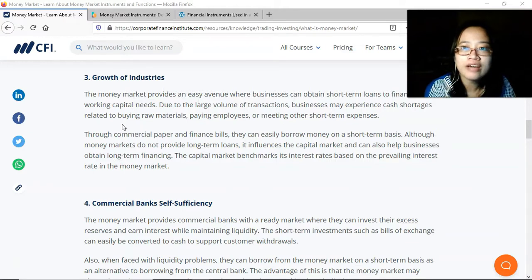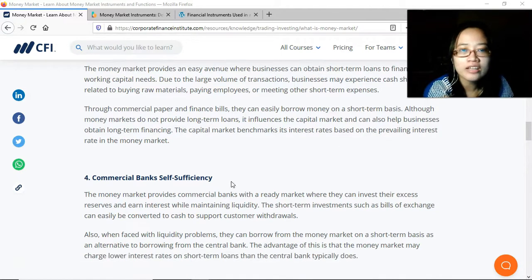Okay? Tapos, they would have to pay their suppliers when they buy raw materials or their employees or meeting other short-term expenses. Through commercial paper and finance bills, they can easily borrow money on a short-term basis. Okay? Although money markets do not provide long-term loans, it influences the capital market and can also help businesses obtain long-term financing. So in a way, di ba, if you notice, palaging magkakambal itong money market saka yung capital market. Kasi short-term, money market, long-term, you have capital market. The capital market benchmarks its interest rates based on the prevailing interest rate in the money market then.